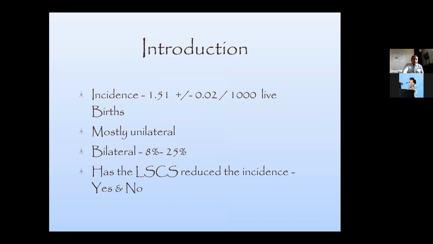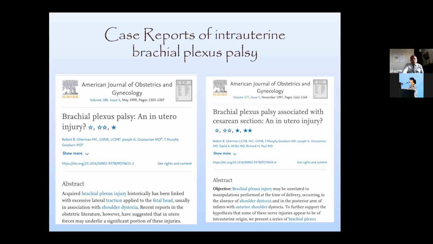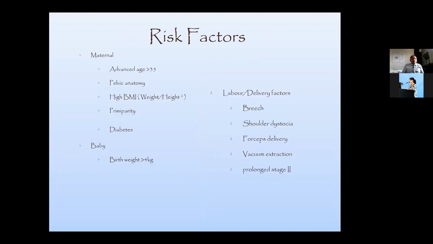In fact, there are some case reports associated with plexus palsy after cesarean section, and some of the obstetricians are trying to say that it could be an in utero injury, and that is why the baby presents with the shoulder dystocia. That's an ongoing argument as well.